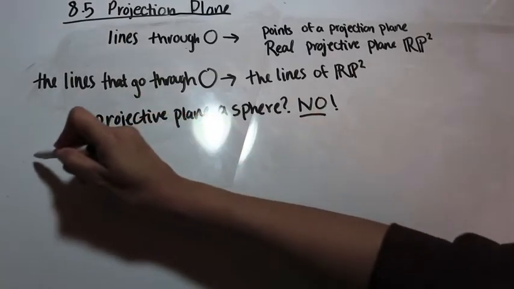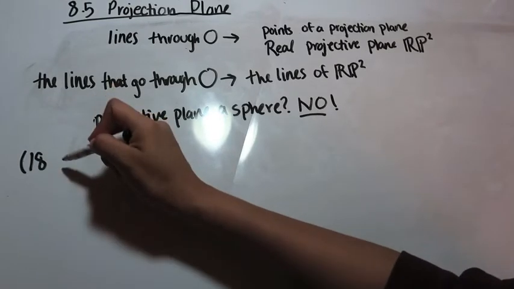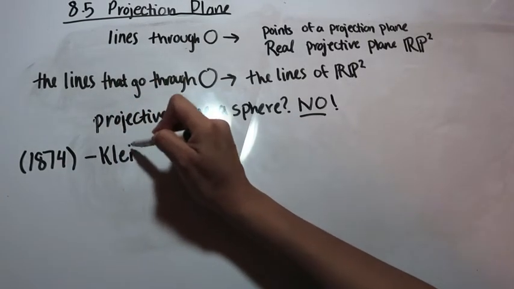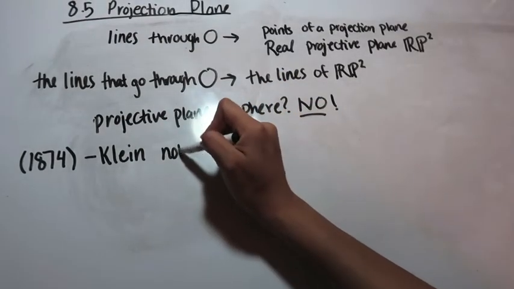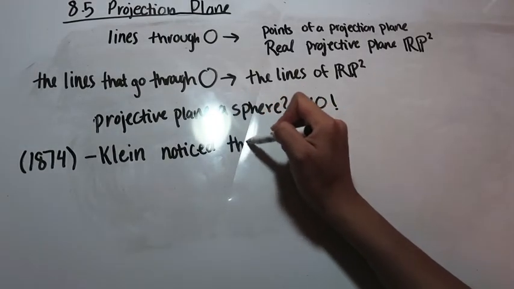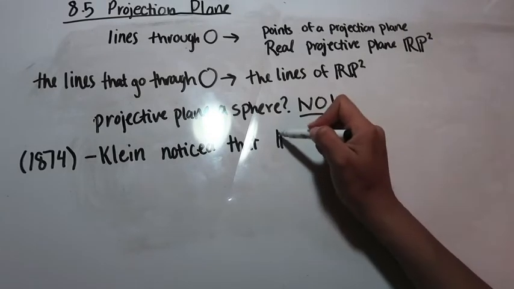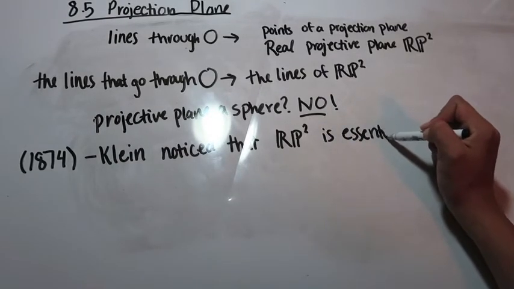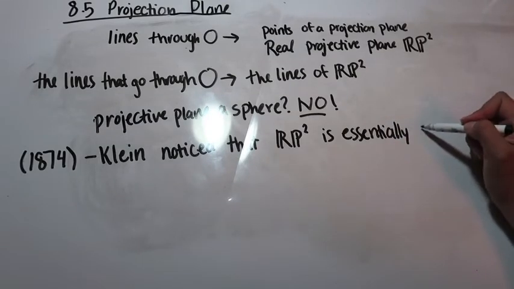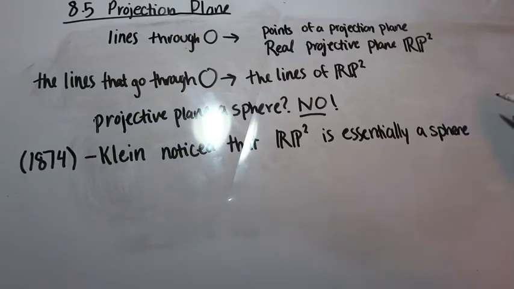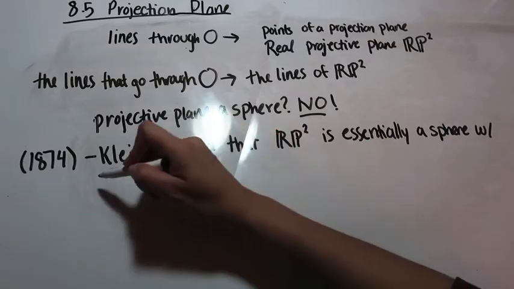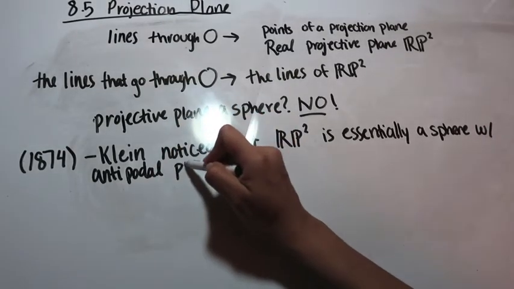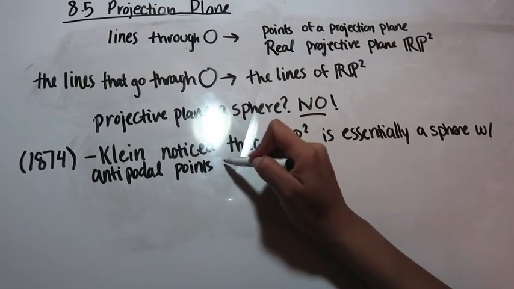And this was noticed in 1874 by Klein. So he noticed that RP2 is essentially a sphere with antipodal points identified.